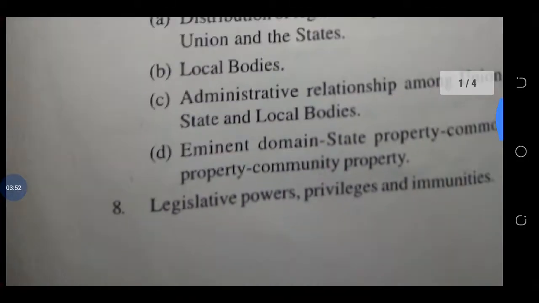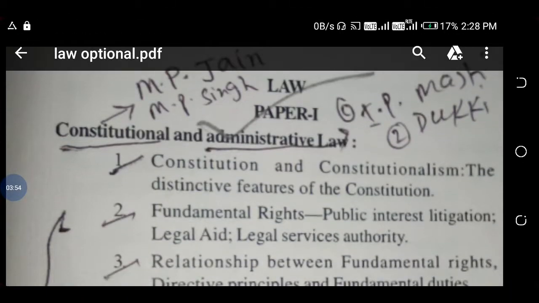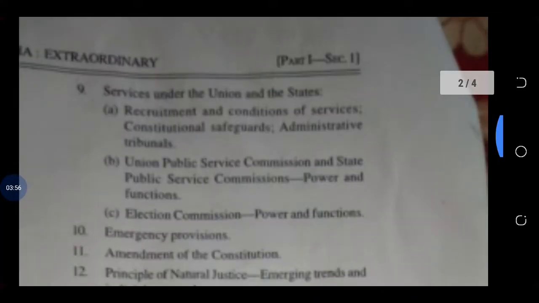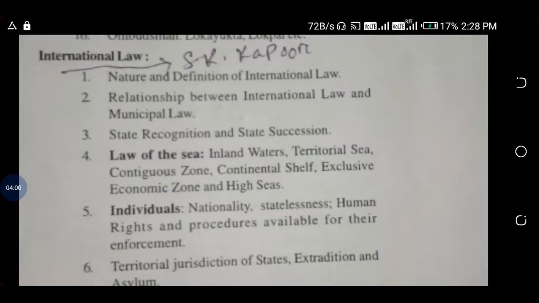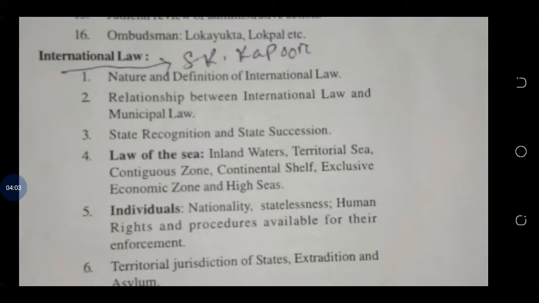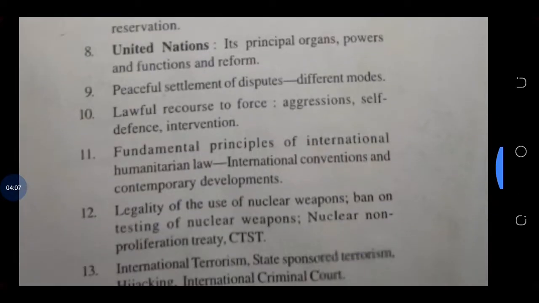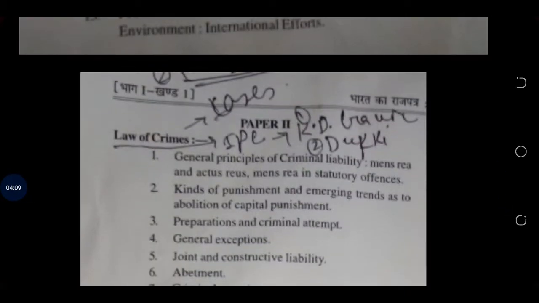So paper 1 comprises constitutional and administrative and international law. So the UPSC Civil Services Mains optional paper 1 consists of constitutional, administrative and international law, and I have discussed its syllabus. Now moving on to paper 2, which contains first the law of crimes.